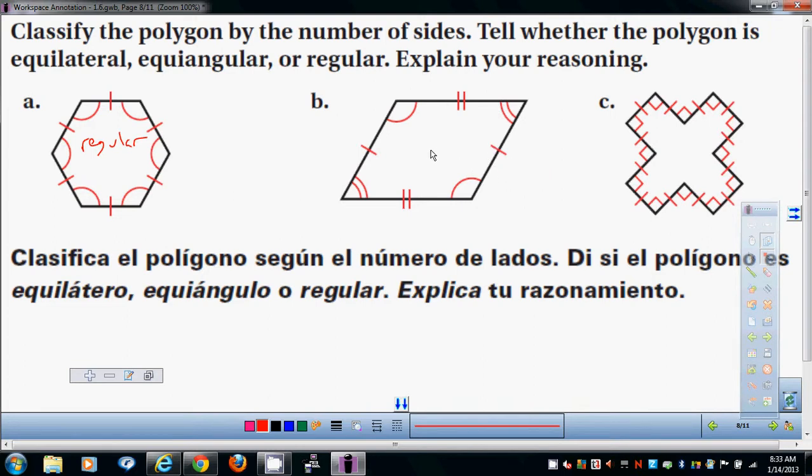And anybody remember what this would be called? Four-sided figure? Quadrilateral. Very good. A square implies something we'll be going over in a few sections. But a regular four-sided figure would be a quadrilateral. What about C? This one's tricky.